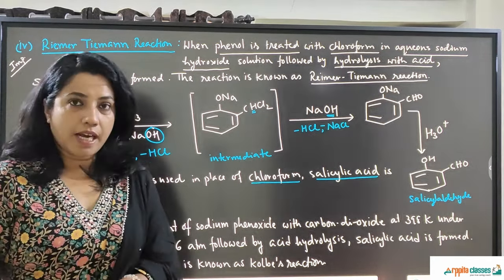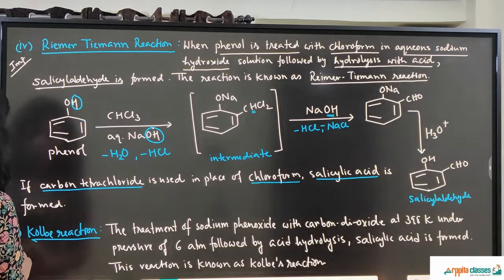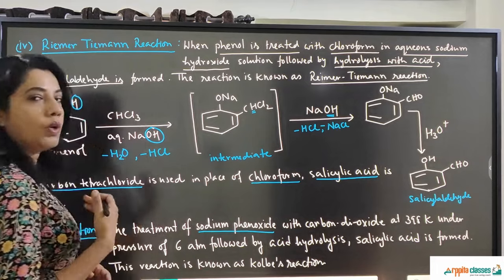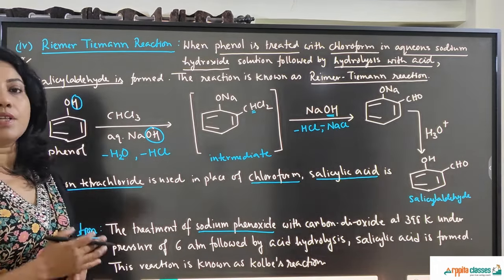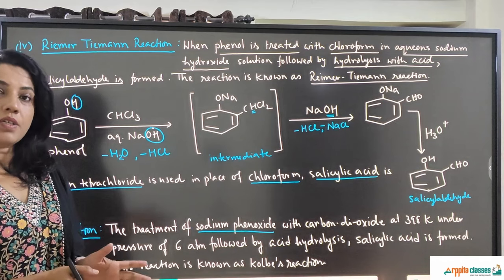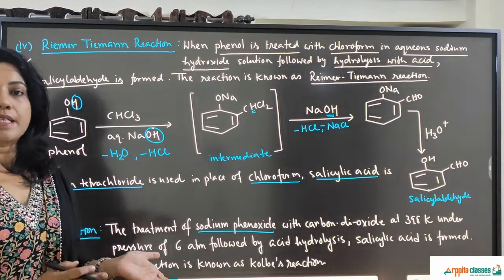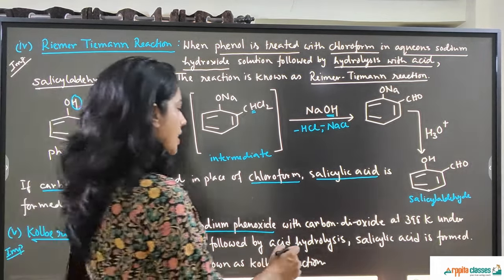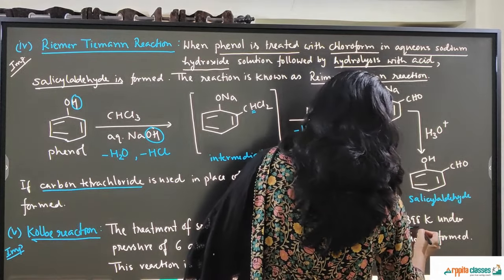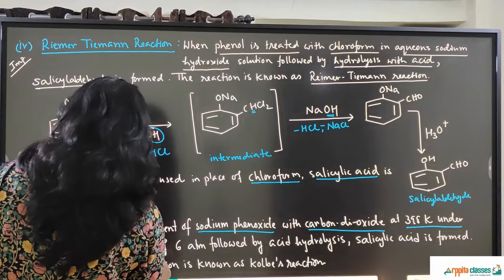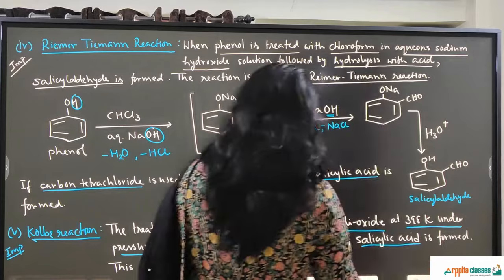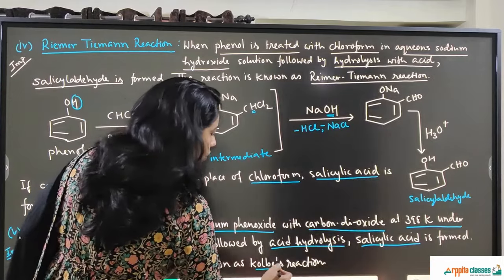Now we proceed to the next reaction, which is again a named reaction, the Kolbe's reaction. This is also a very important reaction. Here we start with sodium phenoxide. We know how to prepare sodium phenoxide. Phenol is treated with NaOH because phenol is acidic in nature and NaOH is basic, so acid and base combine to give you the sodium phenoxide salt. Sodium phenoxide is treated with carbon dioxide at 398 Kelvin and under a pressure of 6 atmosphere, followed by acid hydrolysis, and salicylic acid is formed. This particular reaction is known as Kolbe's reaction.